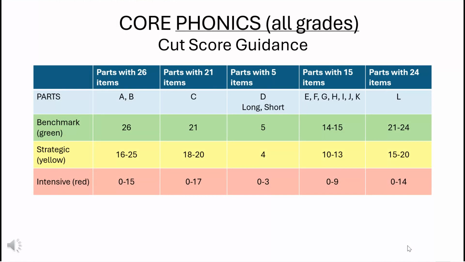The cut score guidance allows students to be placed into three different categories as well: benchmark, strategic, and intensive. And the cut score depends on how many items are in the different parts, depending on which measures were assessed. The cut score guidance is then used in Tableau to help support the color coding of performance levels and to help teachers identify needs.